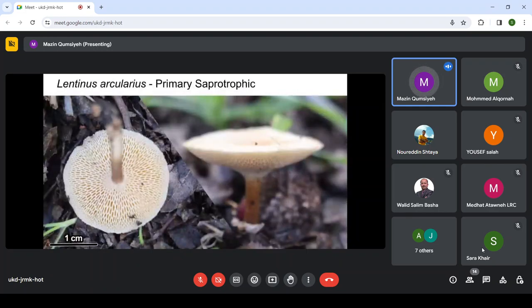This is Lentinus arcularius. This is a polypore. You can see that it has this interesting spongy structure. And it is saprotrophic. This particular sample is a very likely candidate for being a species that is unique to Palestine.